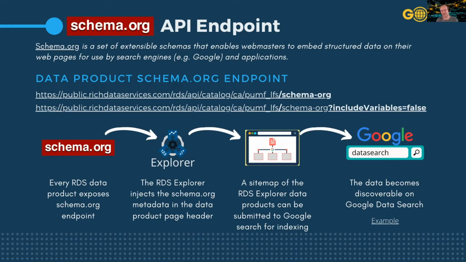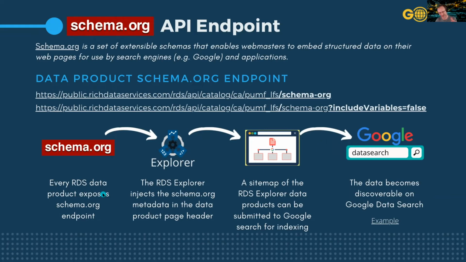And the interesting story we have around this is that when you have a schema.org endpoint, you also have a bridge to Google Data Search, which is a service that has been in beta at Google for quite a few years, but is now official out there. So Google has something called Google Data Search, where you can go and try to find data. So the way we leverage this, if you go to the RDS Explorer, which is the data browser that I showed you, we actually get the schema.org metadata in the web page of the Explorer. And then you can register that website with Google Data Search for a sitemap. And at that point, any data set that you have in RDS becomes discoverable in Google Data Search.